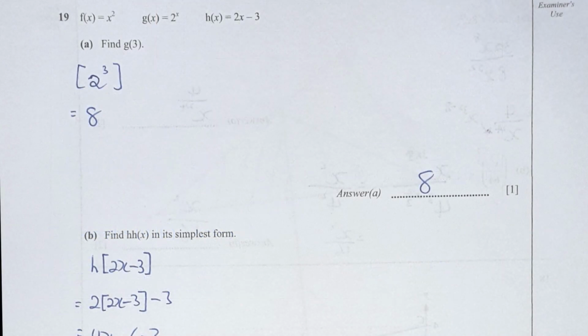So, question 19, g bracket 3. So substitute 3 into function g, x position. You get it as 2 to the power of 3, which translates into 8.